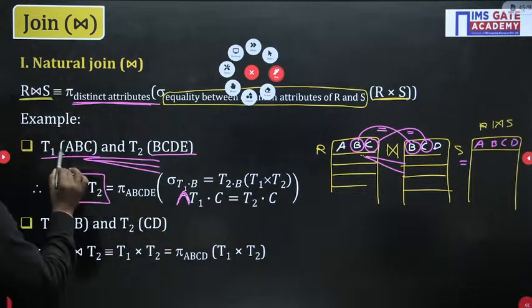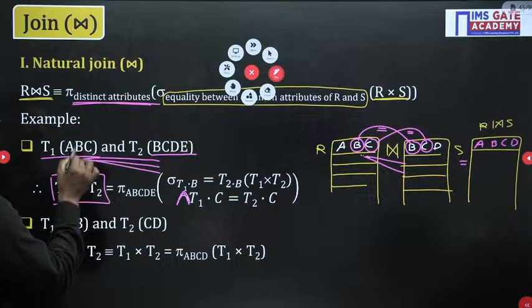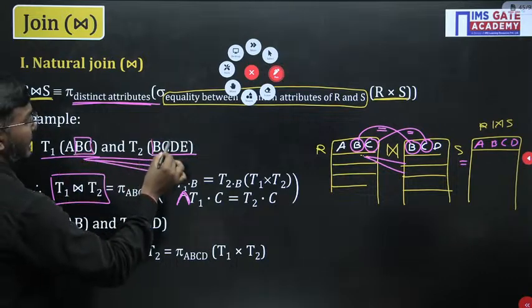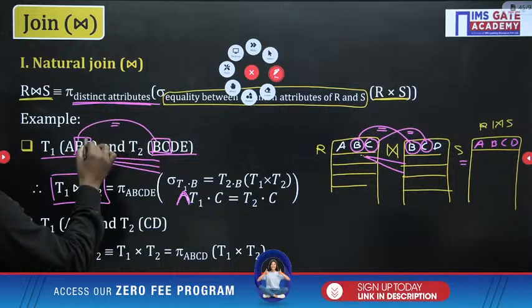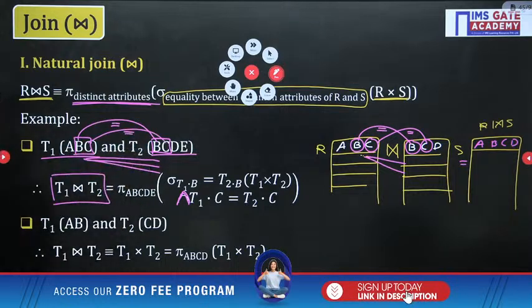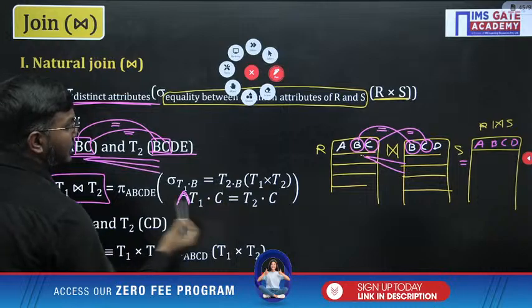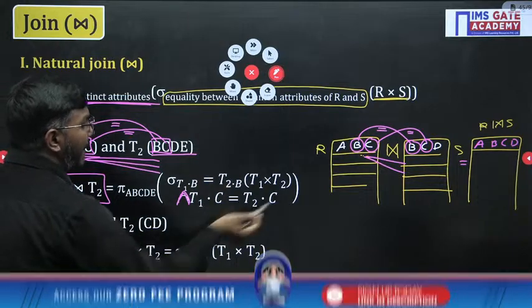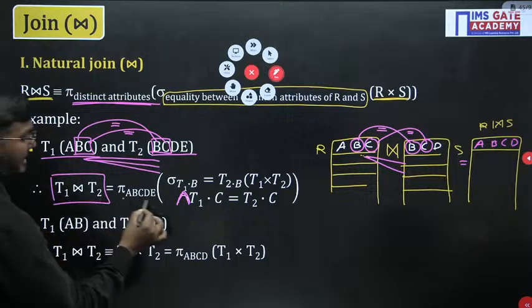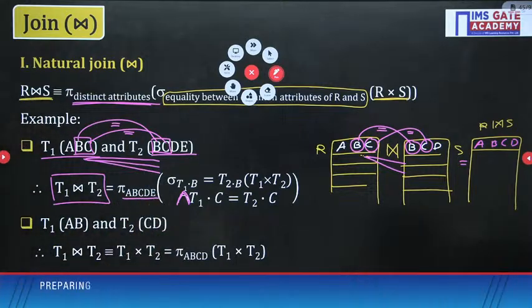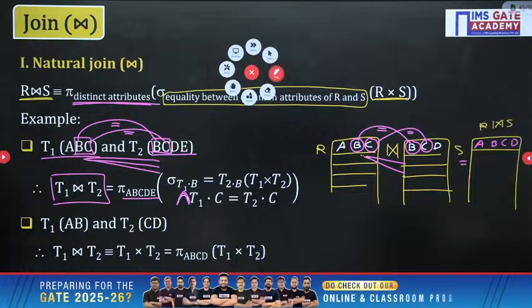Why? Because in both tables, B and C are the common attributes. Only B and C are the common attributes. So it will check B is equal to B and then C is equal to C. Getting my point? If for any record the condition is true, then that record will be selected, and finally from the result we will select the distinct attributes, meaning A, B, C, D, E. Understood? Getting my point?